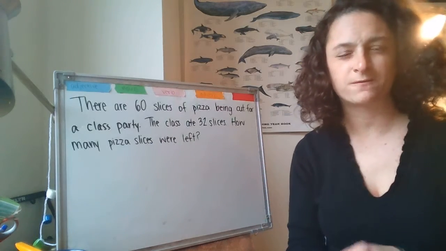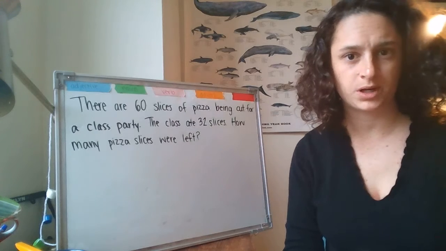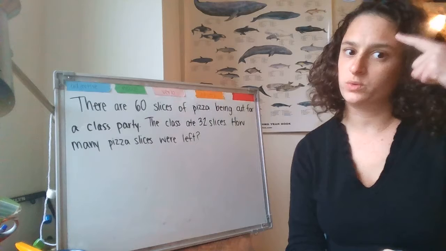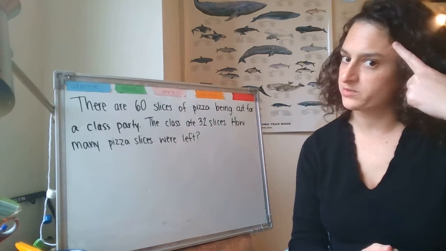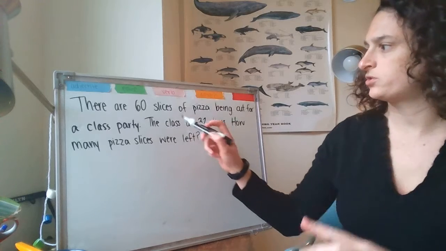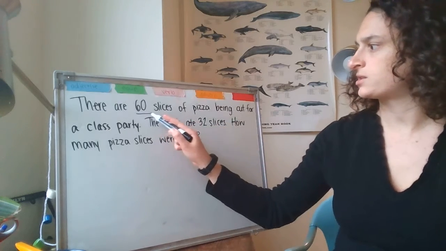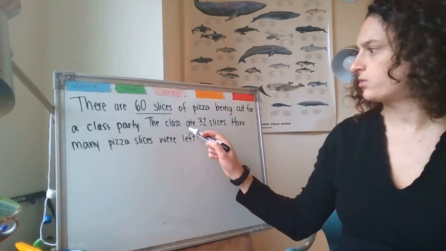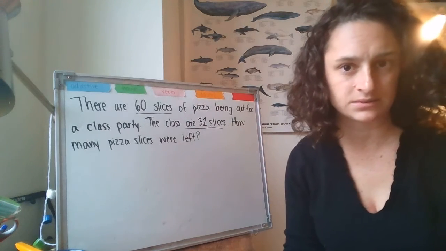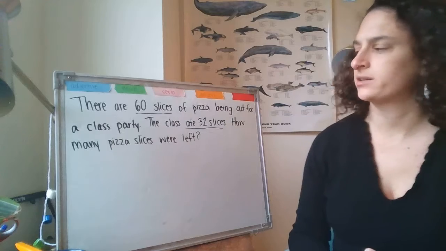Again, what are we doing first when we're reading a word problem? First, we need to know, what do we know? What is this problem telling us? Well, I see two numbers, so I'm going to assume we know two numbers. We know that there are 60 slices, and we know the class ate 32 slices. Do we know anything else? I don't think so either.